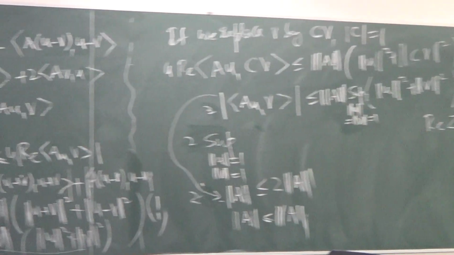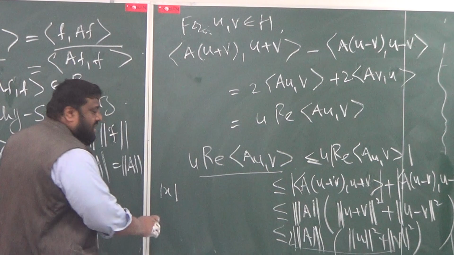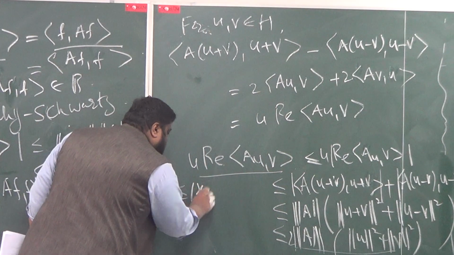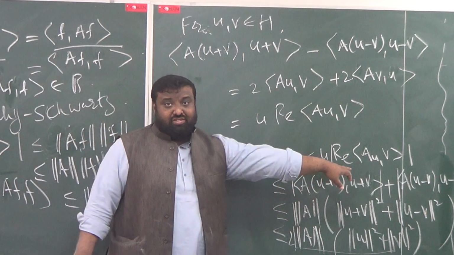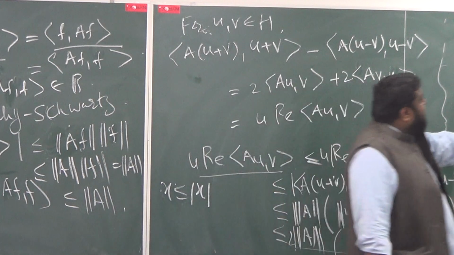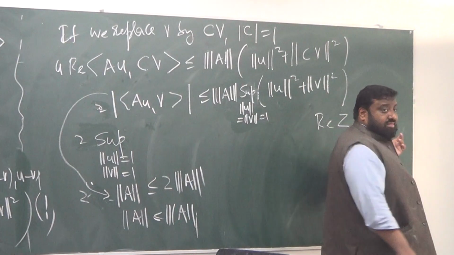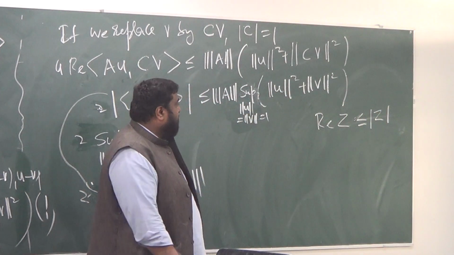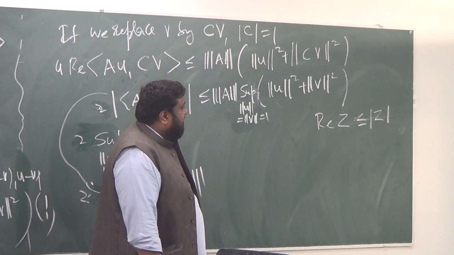Something that we have used here is this: if I have a real number, the real number is less than or equal to the absolute value, because this is real and this is real. So now I am saying that the real part of a complex number is... complex number. So you cannot compare this way.